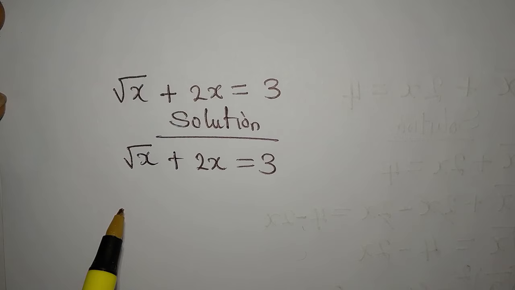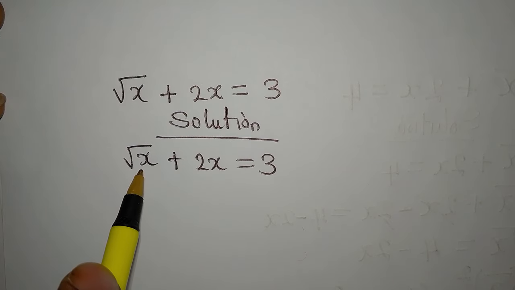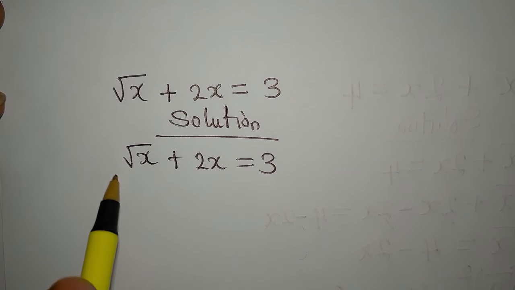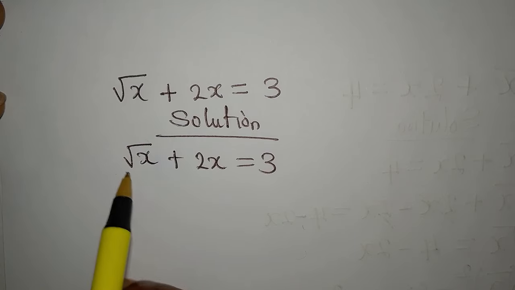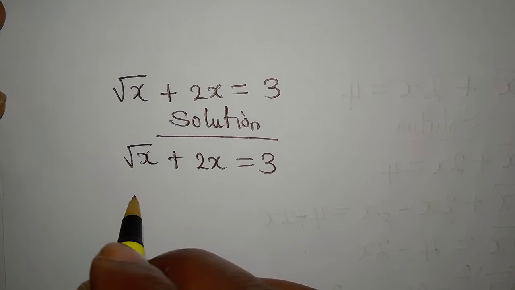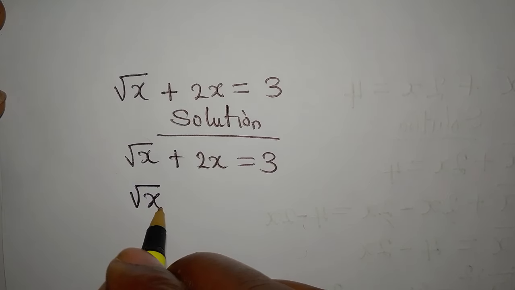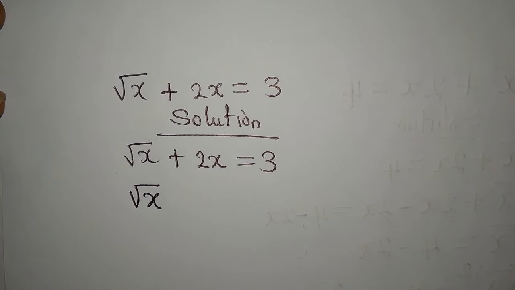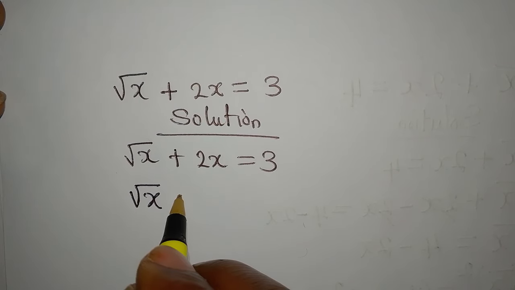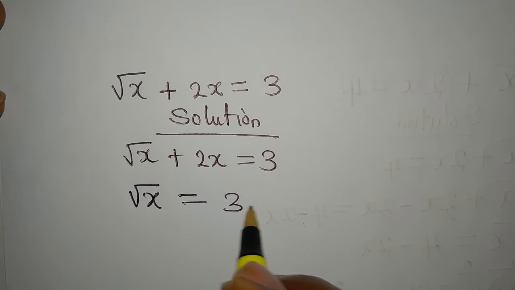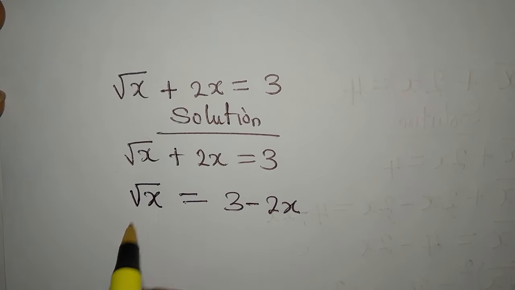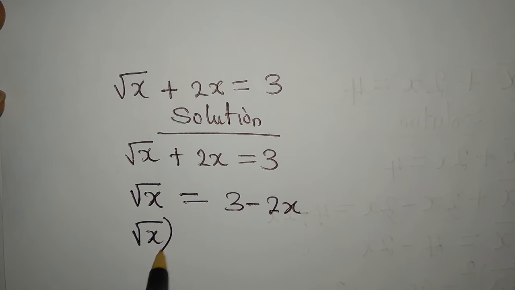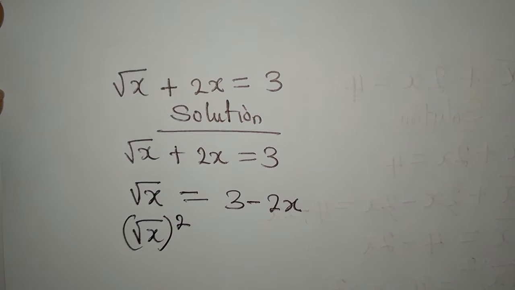Now, let's continue from here. This has to be made a subject because our target is how do we remove this. So let's go. How do we remove the square root? And to do that, it has to be alone first. So we have root x. That will now be what? 3 minus 2x. So to remove the square root now, we will now square it.